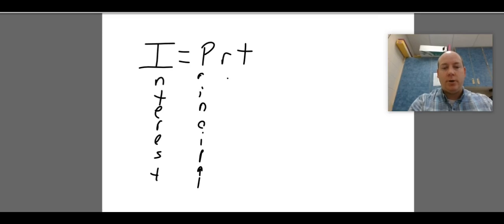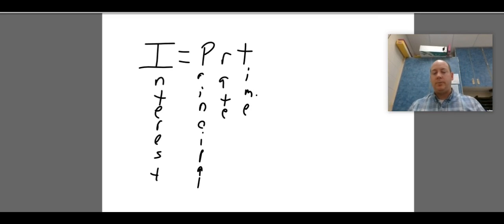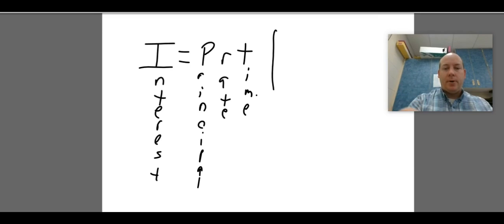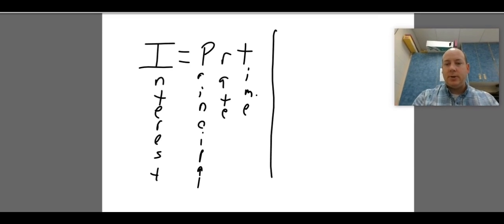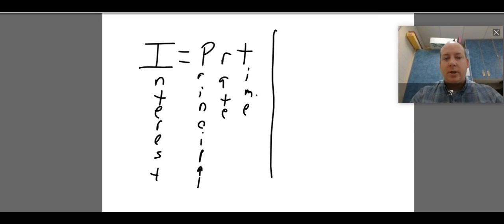Okay. R is your rate. And T is your time. And for this, like I said, we're going to do time in years. Other things are sometimes calculated differently, but for our sake, we're going to use time in years. So all my formula says to do is to get my interest, calculate my principal times my rate times my time. So let's look at our example.